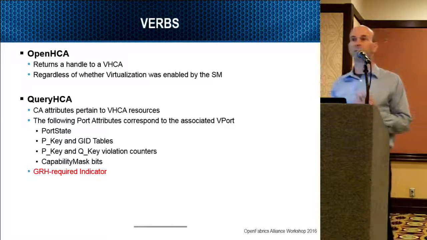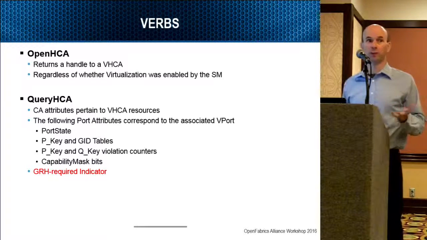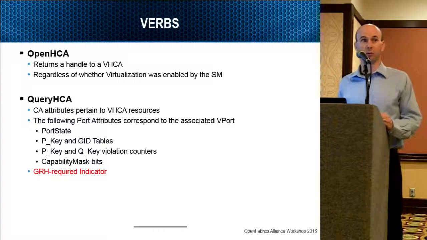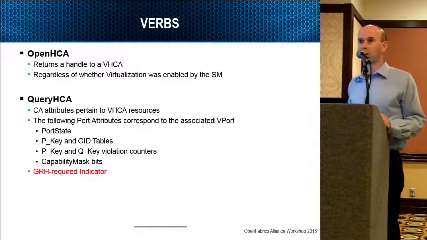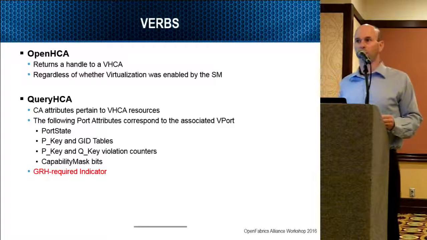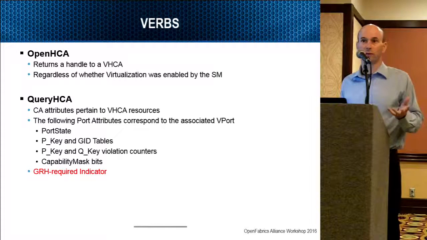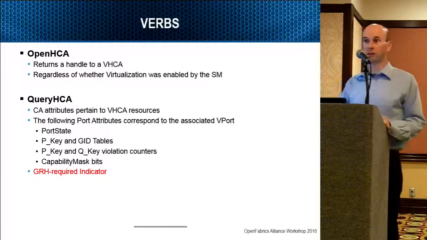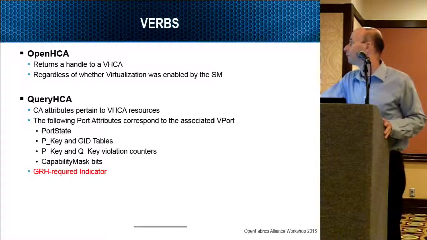Okay, let's talk about verbs. First of all, OpenHCA returns a handle to the virtual HCA, and this is regardless of whether virtualization was enabled. We'll see in a moment that the SM needs to explicitly enable virtualization. Why is that? Because we don't want to have traffic by nodes in the fabric that the SM is not aware of. Specifically, it won't even know how to return path queries for them. But this doesn't mean that the virtual HCAs don't exist. They always exist, by the implementation. And that's why OpenHCA always works, even if you're disconnected, of course.